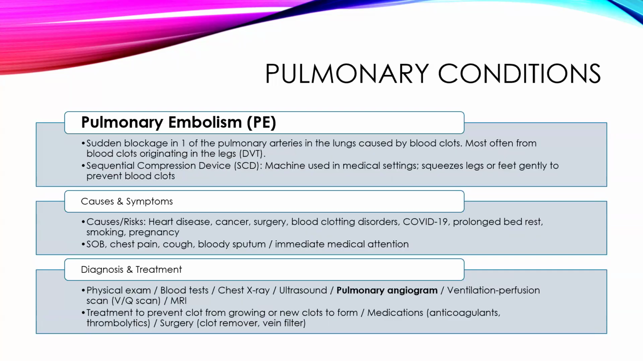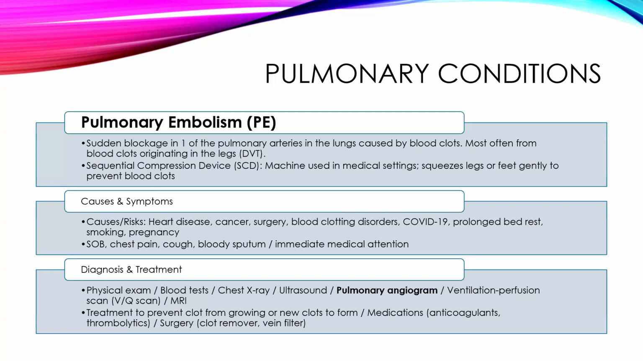Pulmonary embolism, or a PE, is a sudden blockage in one of the pulmonary arteries in the lungs caused by blood clots. It's most often a blood clot that originates in the leg, so a DVT. Essentially, that blood clot is in the leg and it is thrown and gets up into the pulmonary arteries, and then all of a sudden it blocks that. So the person is suddenly not able to breathe.